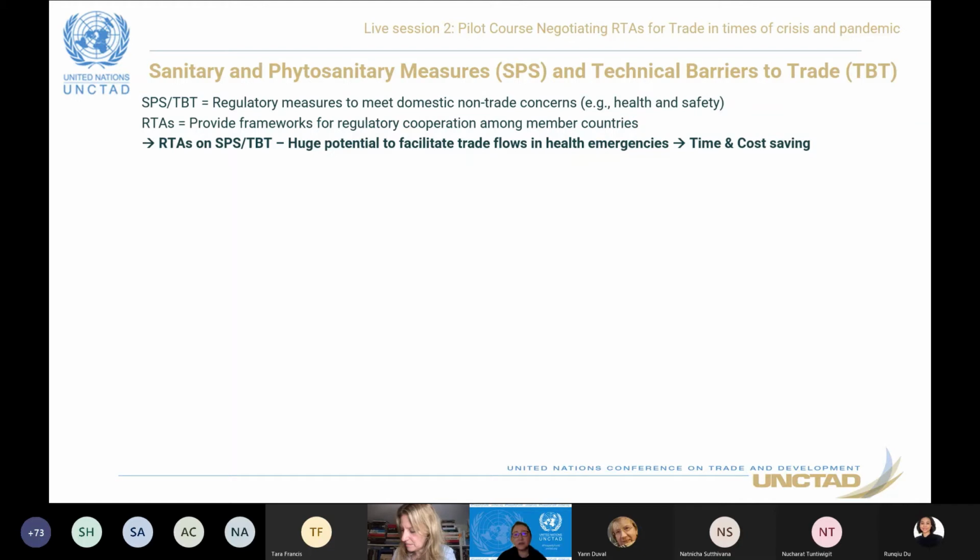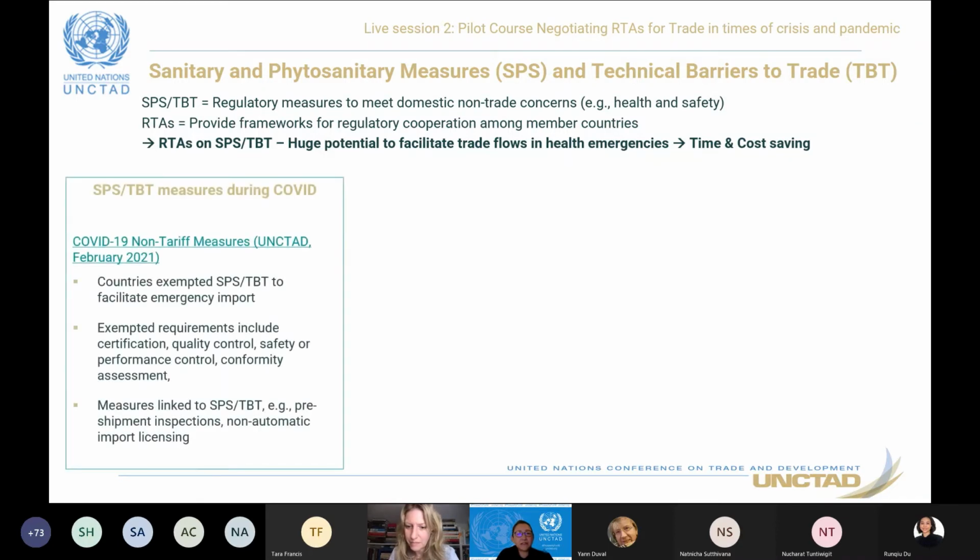And why is it important? Because then we can really cut the time required for facilitating emergency imports of medical supplies or PPEs. And also by facilitating it, we can cut costs associated with the imports and exports of those goods. So I just want to go into this further reads recommendation. Can you go to the next slide, please?